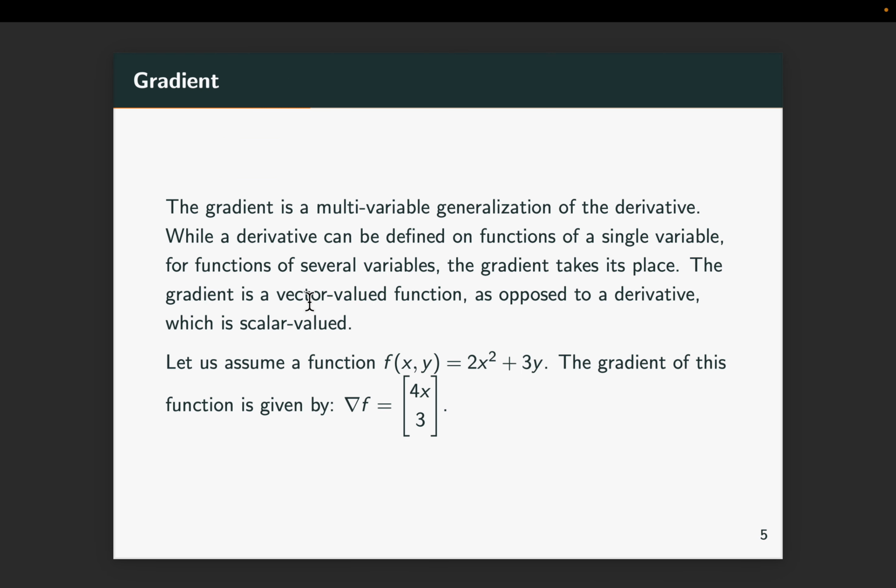The gradient is a vector which is combining the partial derivative with respect to the different input variables of the function, right? So we have used the same function as before, 2x square plus 3y. I've just put the partial with respect to x and partial with respect to y. Right. So at this point we have not done anything new.